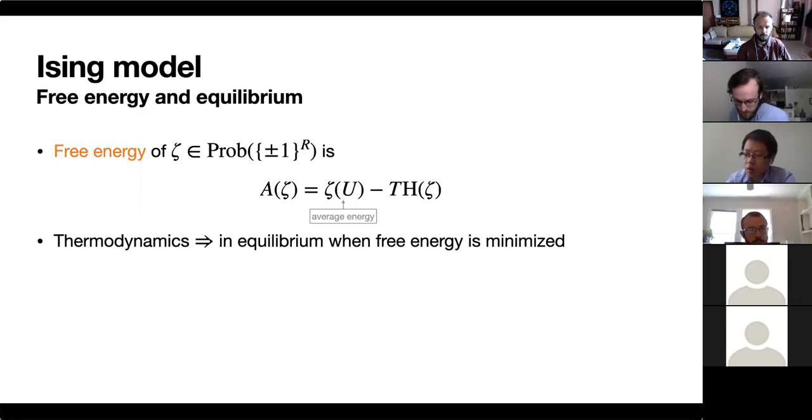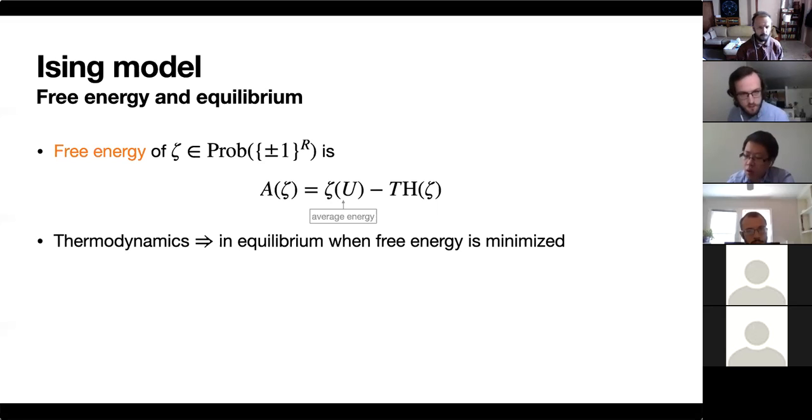So at least one heuristic for that is, as I said before, the system wants to minimize its energy, but then you also have the temperature of the heat bath, which is trying to increase the entropy a little bit, and you're trying to balance out these two influences. So that's why you might expect an expression like this, at least, to be minimized in equilibrium.